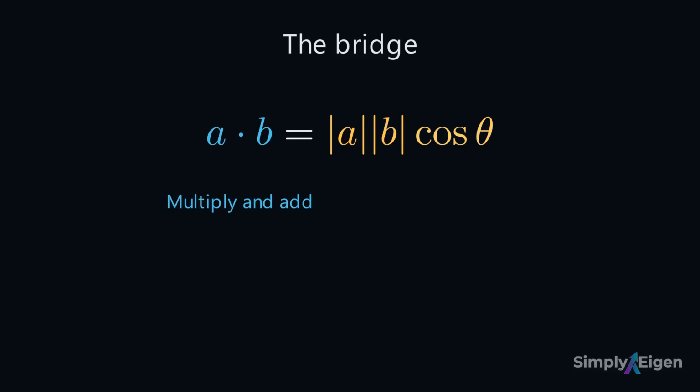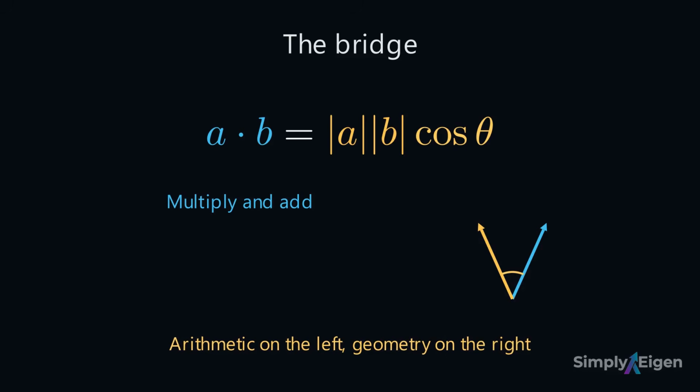There is an identity connecting the dot product to geometry, and it deserves to be on screen properly. A dot B equals the length of A times the length of B times the cosine of the angle between them. The left-hand side is arithmetic. Multiply and add. The right-hand side is a picture. 2 arrows and the angle between them. They are the same quantity. That identity is the bridge this entire field is built on.